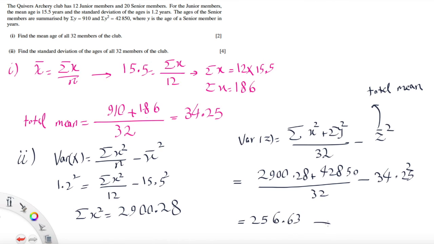which is equal to 256.63. But a standard deviation is root of variance, so standard deviation will be radical 256.63, which is 16.02.